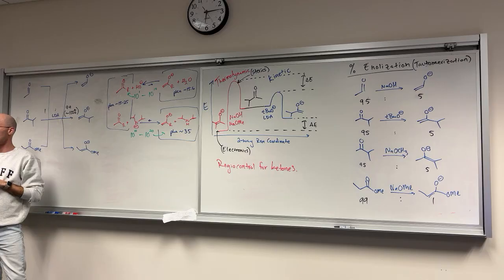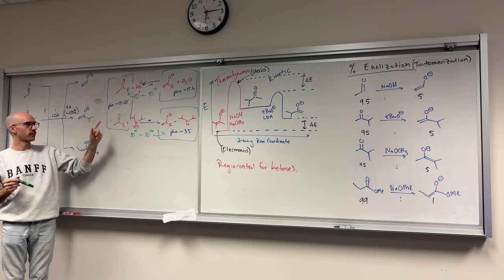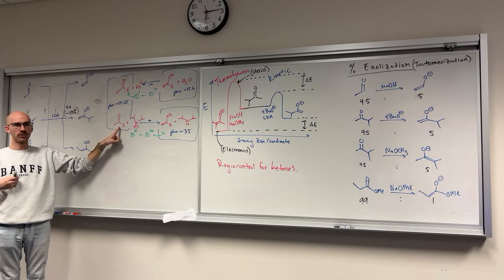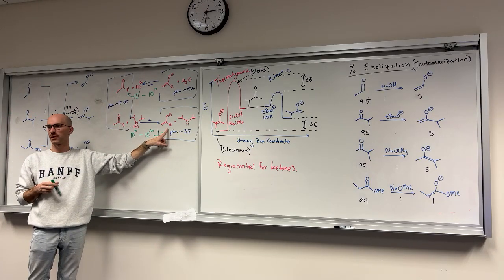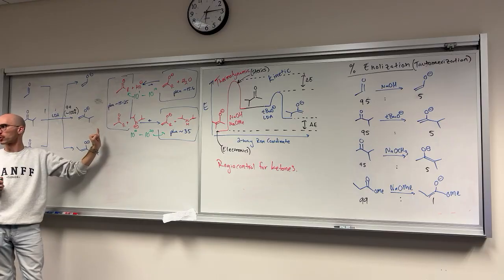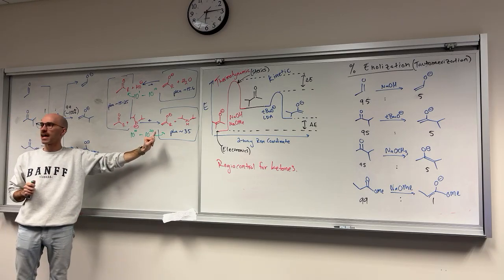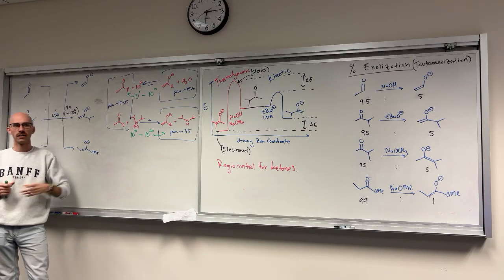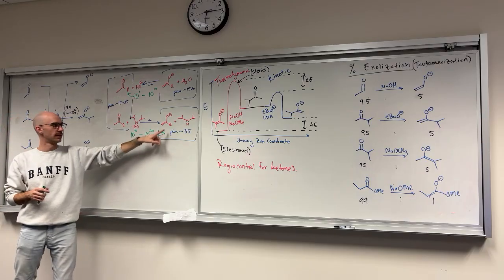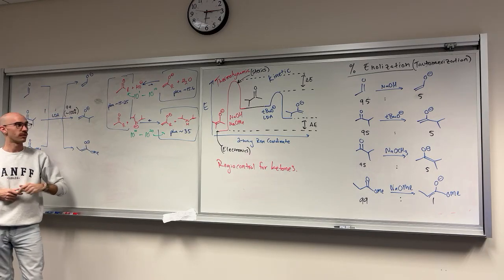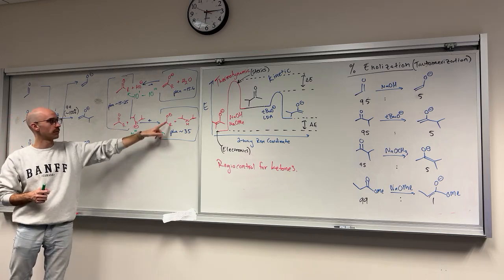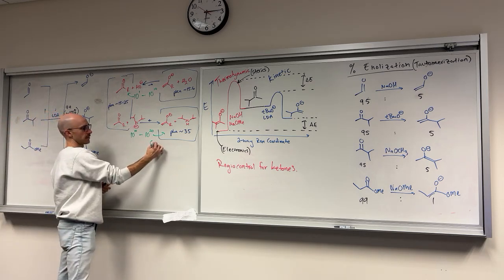What I mean by these numbers is for every 1 molecule of your carbonyl, you have 10 to the 10 molecules of your enolate. For every 1 molecule of your carbonyl, 10 to the 20 molecules of the enolate. So this is what we call complete enolization.